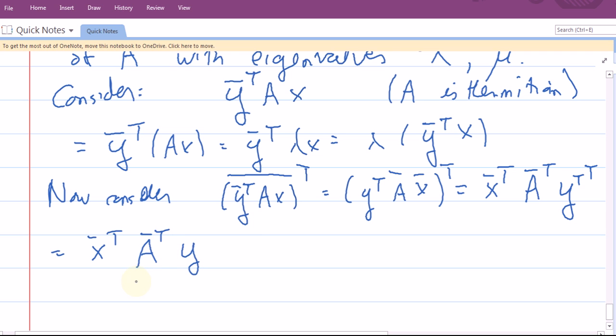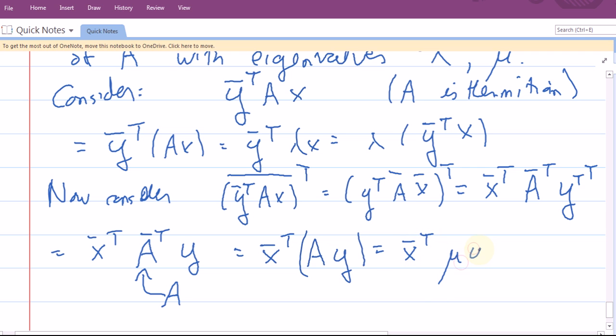Now, lo and behold, A is Hermitian, so A conjugate transpose is equal to A. So I can write this as x conjugate transpose times A times y. But remember that y is an eigenvector of A, so this is x conjugate transpose times mu times y. So that's equal to mu times x conjugate transpose times y.